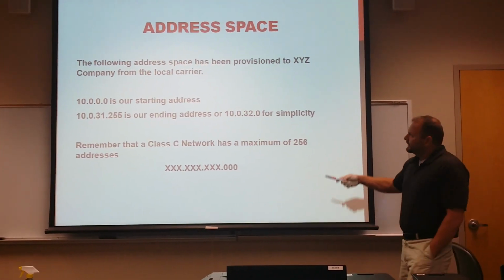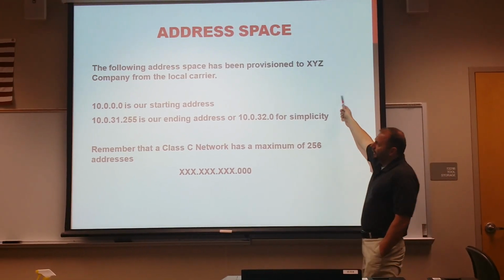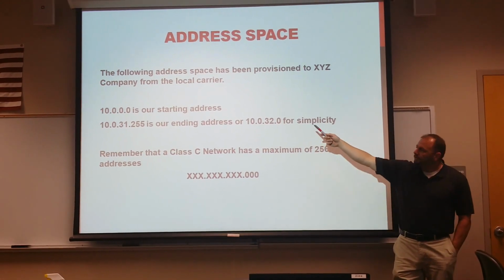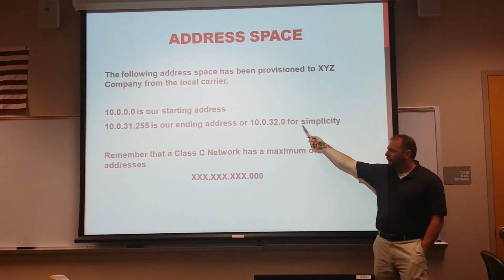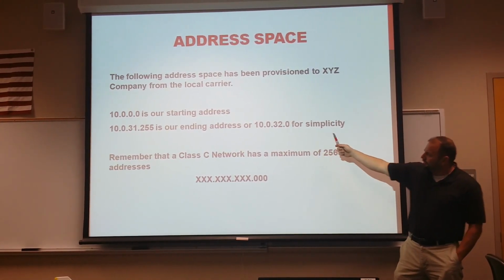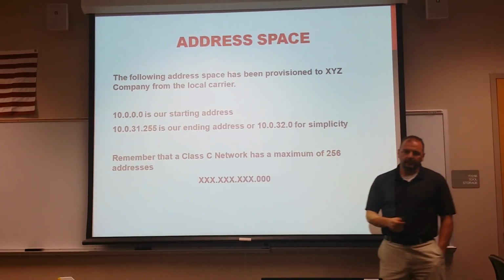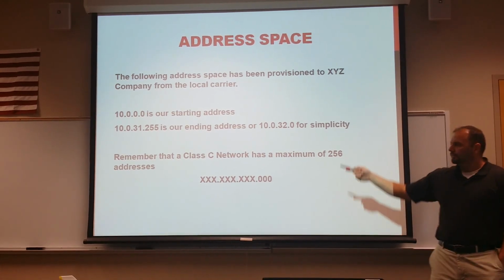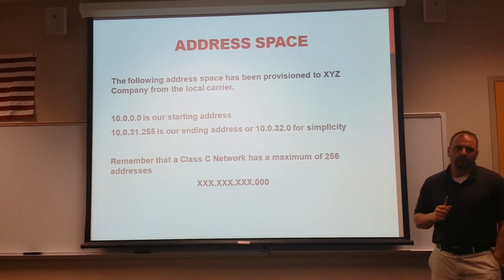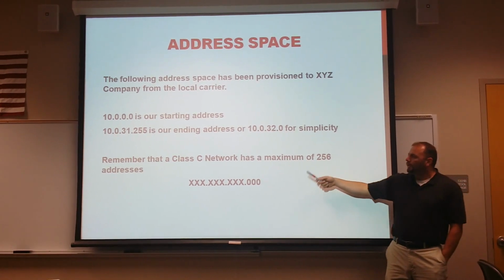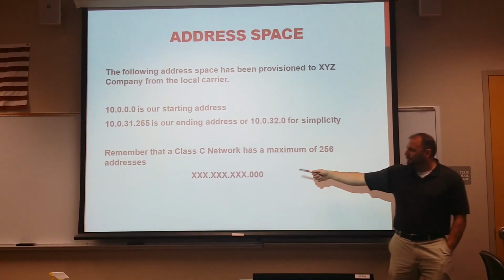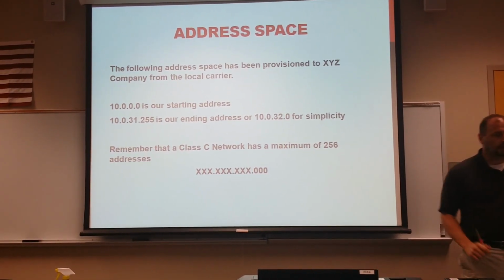So here's some of our basic information that we're going to need. Here's our address space that we have. 10.0.0.0 is our starting address. And then for simplicity's sake, we're going to say 10.0.32.0 is our ending address. But technically it's 10.0.31.255. Remember that our Class C network has a maximum of 256 addresses, so it's our last octet that we use.